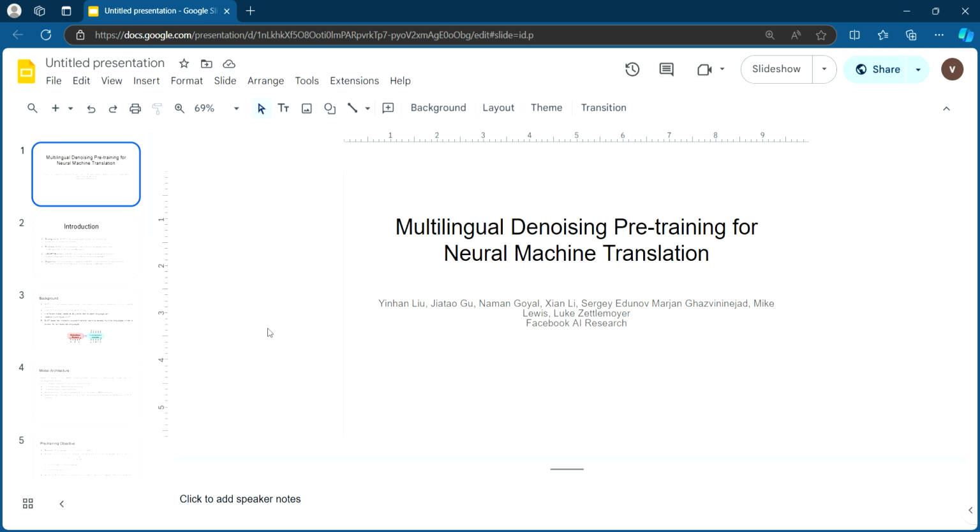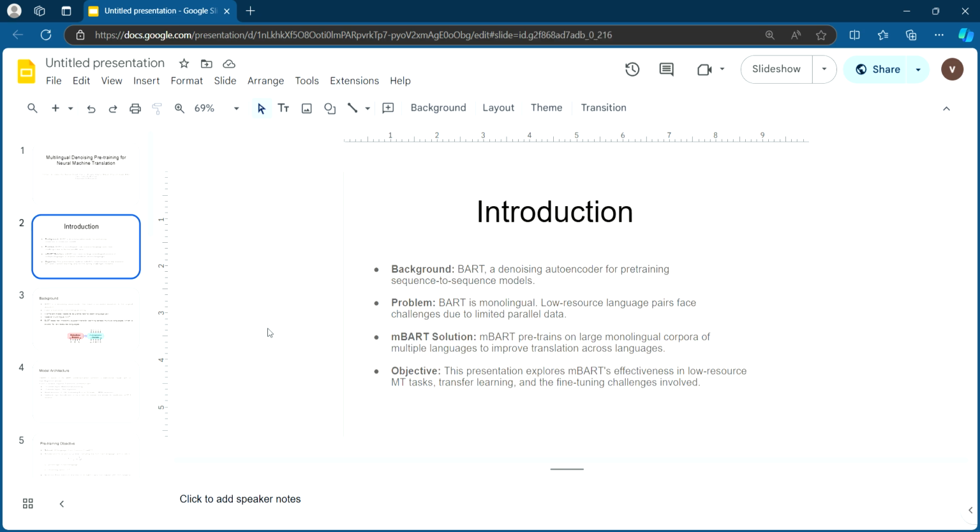Good morning. So the paper that we have is Multilingual Denoising Pre-training for Neural Machine Translation. As for the introduction, mBART follows the BART architecture, but it is trained in a different type of setting. The problem that BART faces is that for different types of languages, we need to train different models. mBART provides a solution to that. The objective of mBART is to infuse transfer learning for low resource languages, which can be helpful.